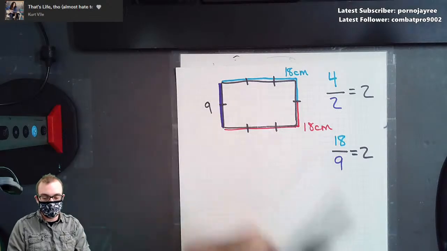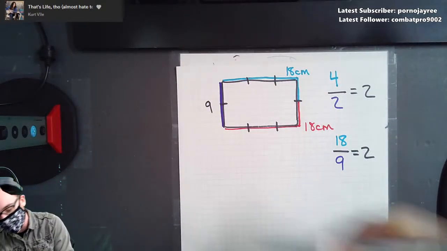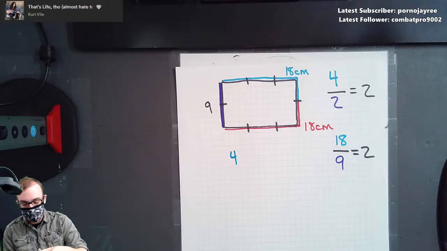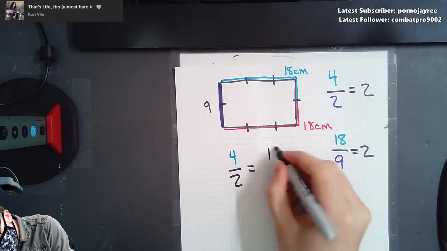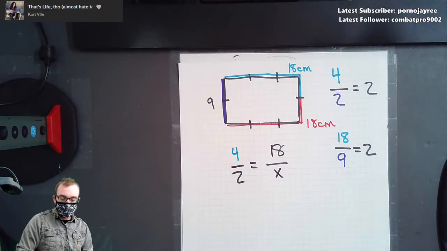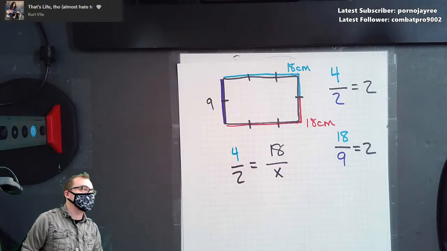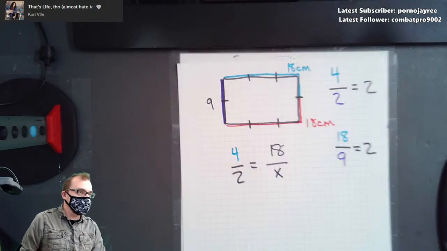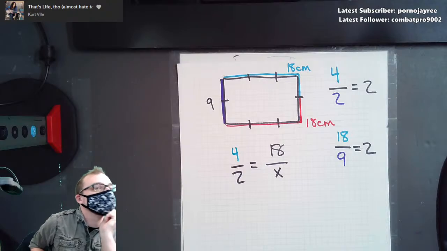It's twice as big. And you know the relationship between 18 and 9 is the same as the relationship between 4 and 2. In other words, you did this in your head. 4 over 2 is the same as 18 over what? The relationship between 4 and 2 is the same relationship as 18 and what? 9! Yes? Thank you.